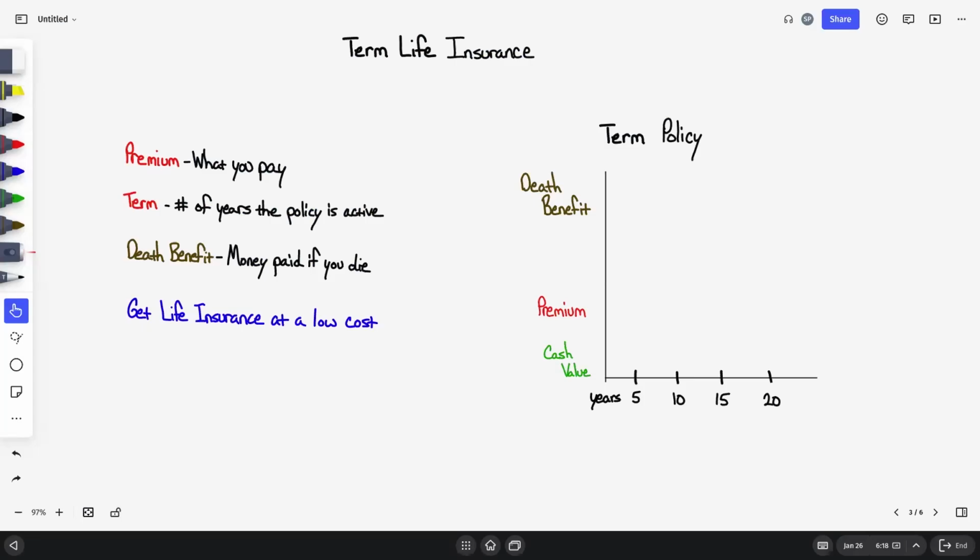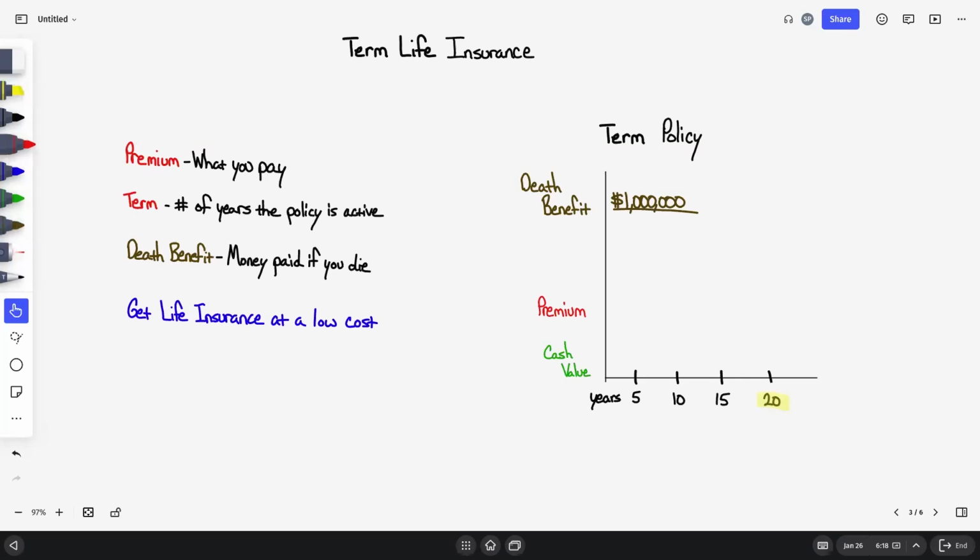Let's take a look at an example here. So again, we've got our premium first, then the term, which is the actual number of years the policy is active, and then our death benefit. So let's pretend you're in the market for a $1 million term life insurance policy. And we'll pretend that you are 40 years old today and you would like it to protect you for 20 years, up until the age of 60. So you want a $1 million death benefit. You want it to last for 20 years.